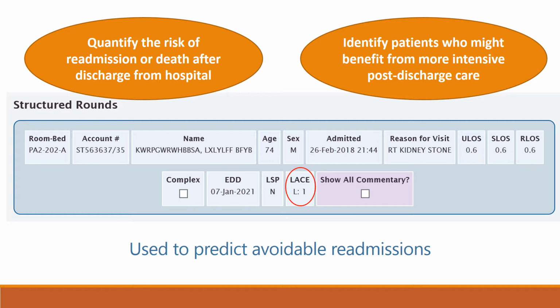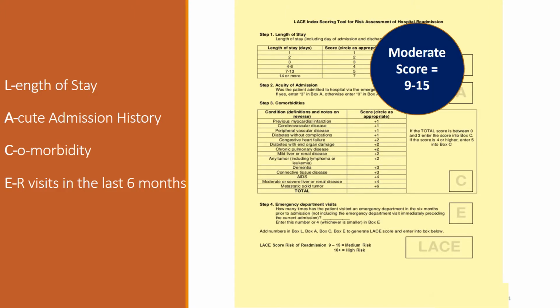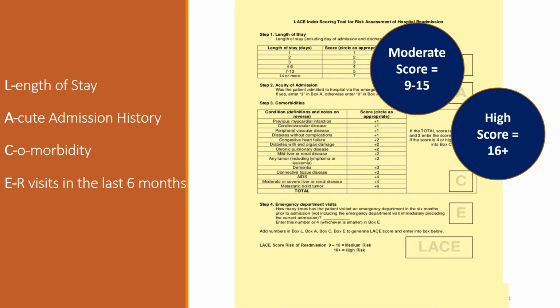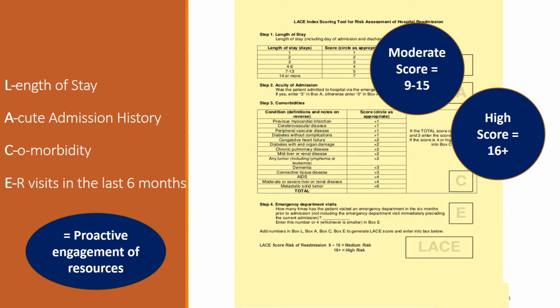The tool has been extensively studied in the literature and has been peer-reviewed to be a reliable 30-day readmission risk predictor. A moderate risk score of 9 to 15 to high risk score of greater than 16 noted on admission helps to provide patient-centered evidence of potentially avoidable readmission risk. The risk score should trigger proactive engagement of community partnerships and an active focus on the potential need for additional resource allocation, rather than waiting until the patient is medically stable to initiate these conversations.